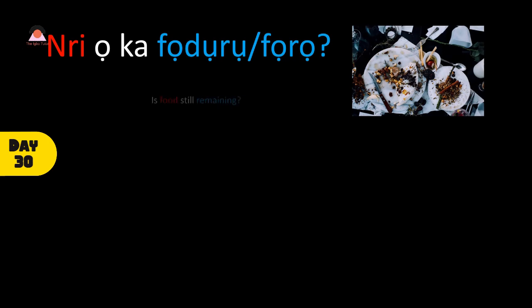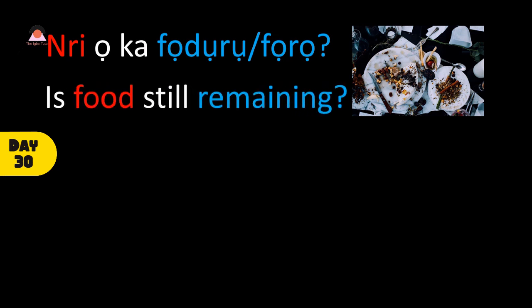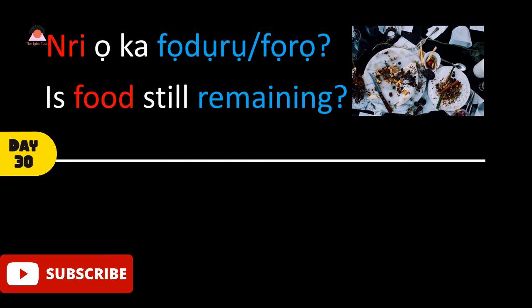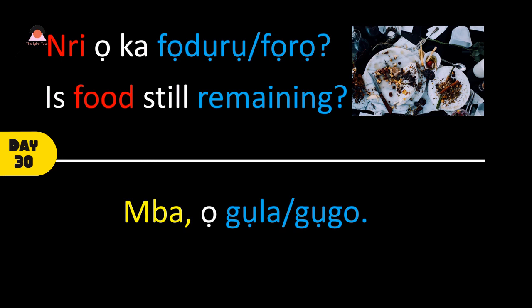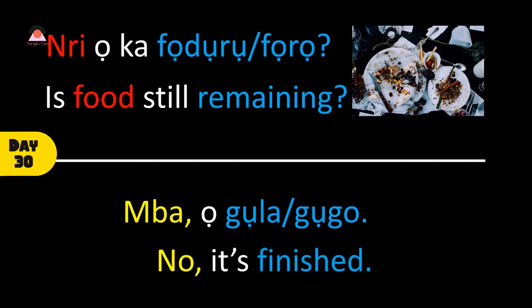Nri Okafodoro. Some will say Nri Okaforo, which means is food still remaining? If you ask your mom or your wife this question, one of the ways she can answer is to say Mba Ogola. As you can see in the picture above, there's no more food. Some will say Mba Ogugo, which means no, is finished.